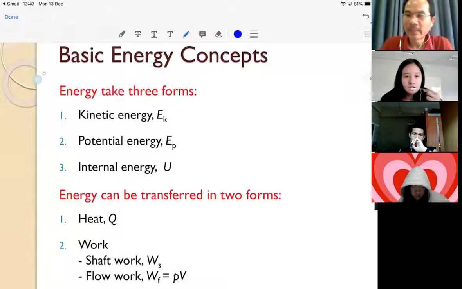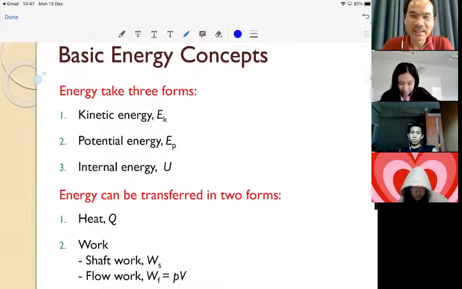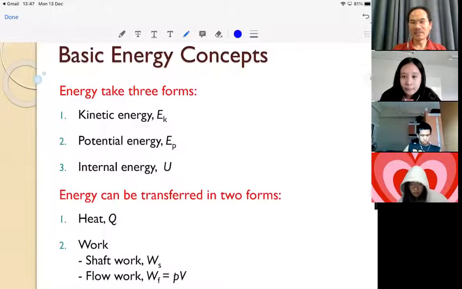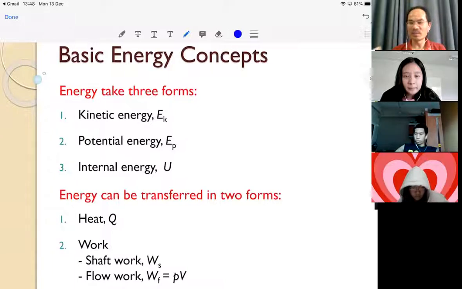Kinetic energy is the energy that an object possesses due to its motion. That's the main point: it is the motion or movement of the object. If the system has no movement, there is no kinetic energy. Kinetic energy is based on the movement of equipment, of a stream, of fluid.